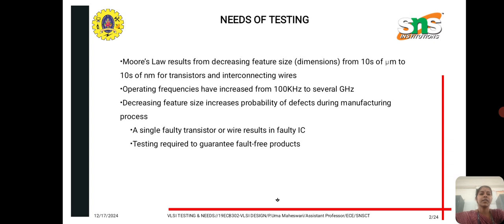Decreasing the feature size increases the probability of defects during the manufacturing process. A single faulty transistor or wire results in a faulty IC. Here the testing is required to guarantee these fault-free products.